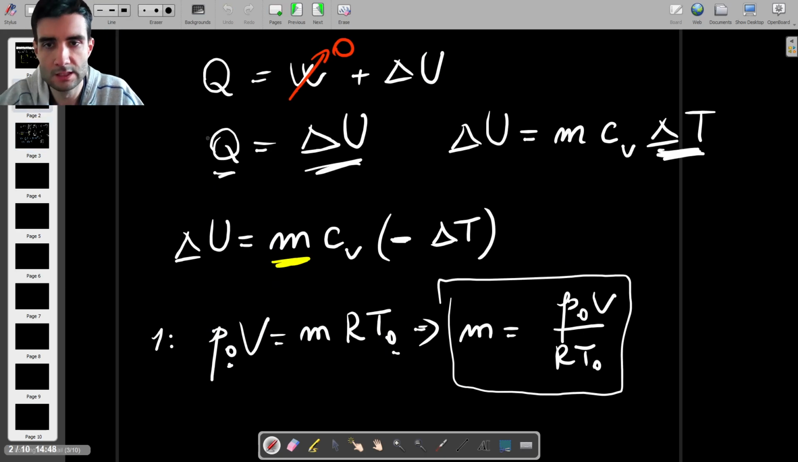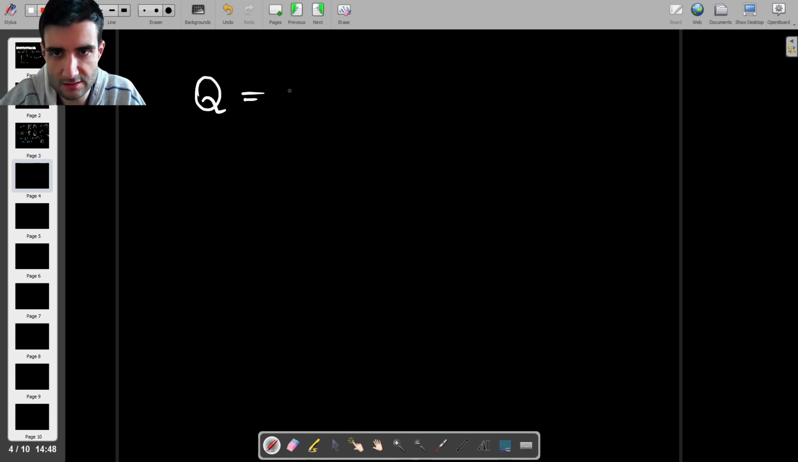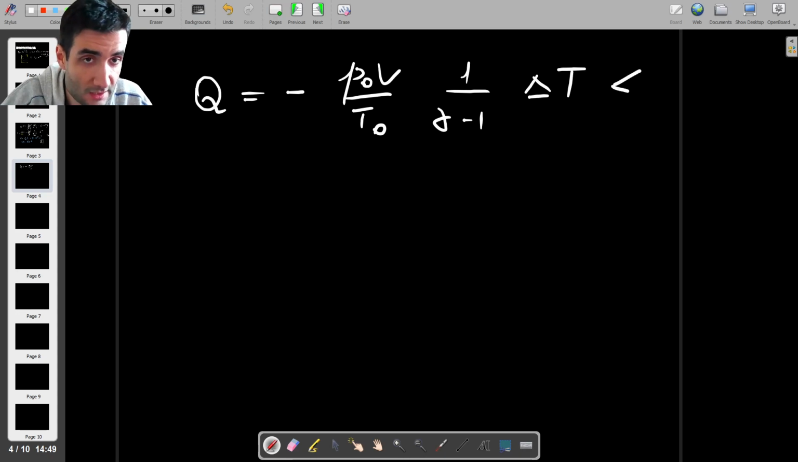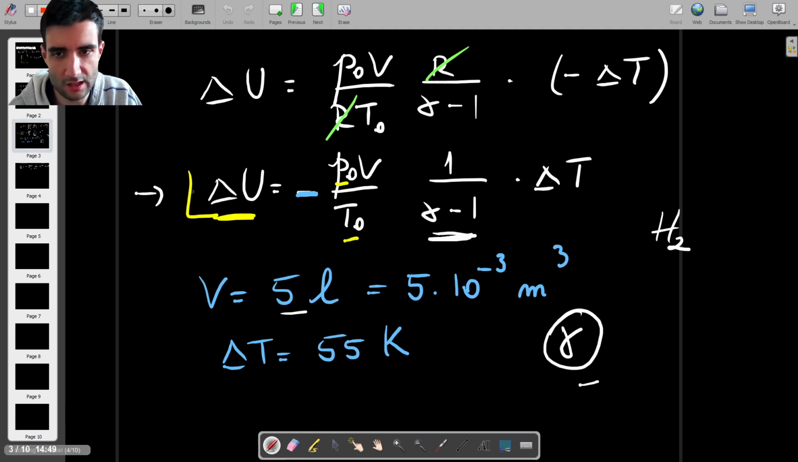And we said previously that the heat is equal to delta U. So we'll also have that the heat is going to be equal to minus P naught V over T naught, times 1 over gamma minus 1, times delta T. And you can see that it's negative, which makes sense. If it's negative, this tells us that the gas is rejecting heat to the outside. And if you put all the numbers in, technically you don't have to do this again, because this and delta U have the same value. So you just have to do it once. And that's the end of the question.